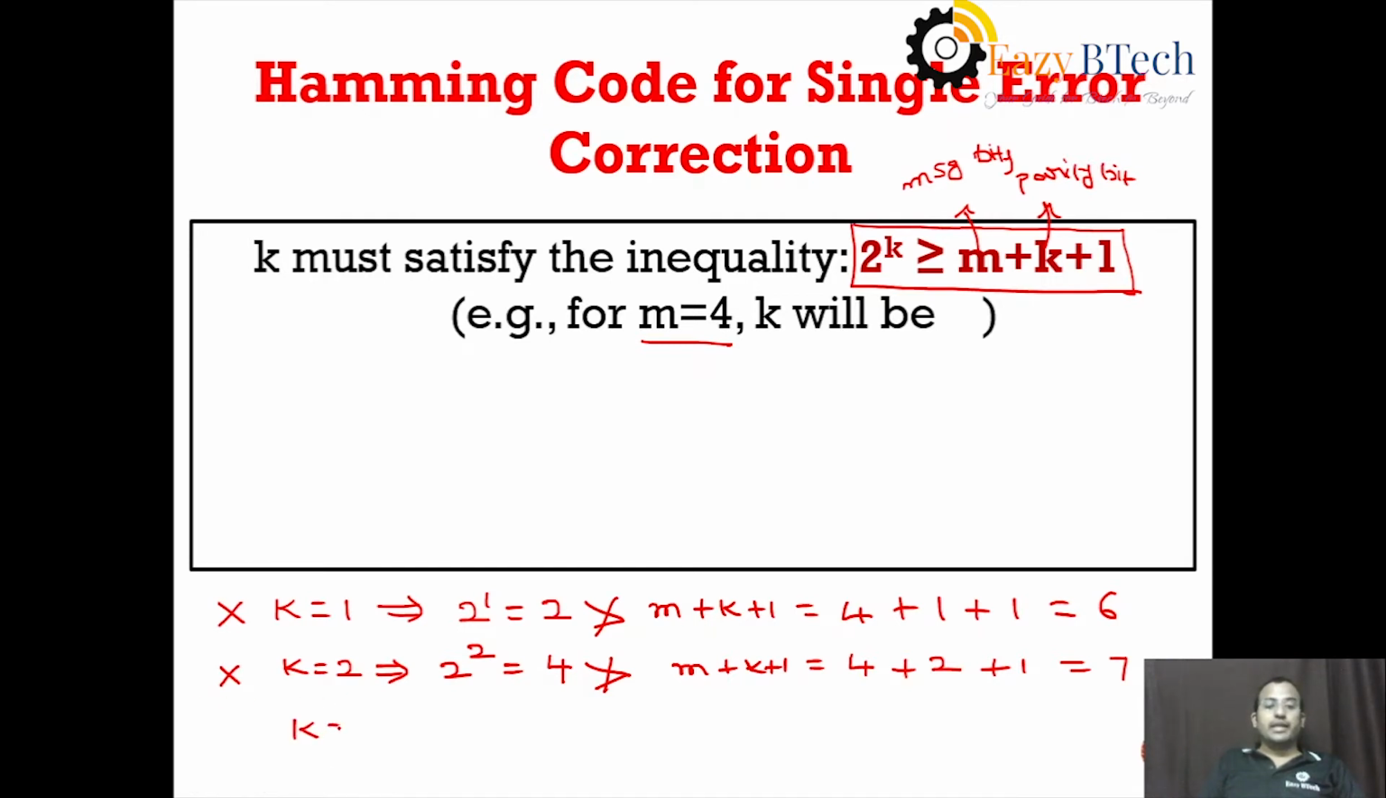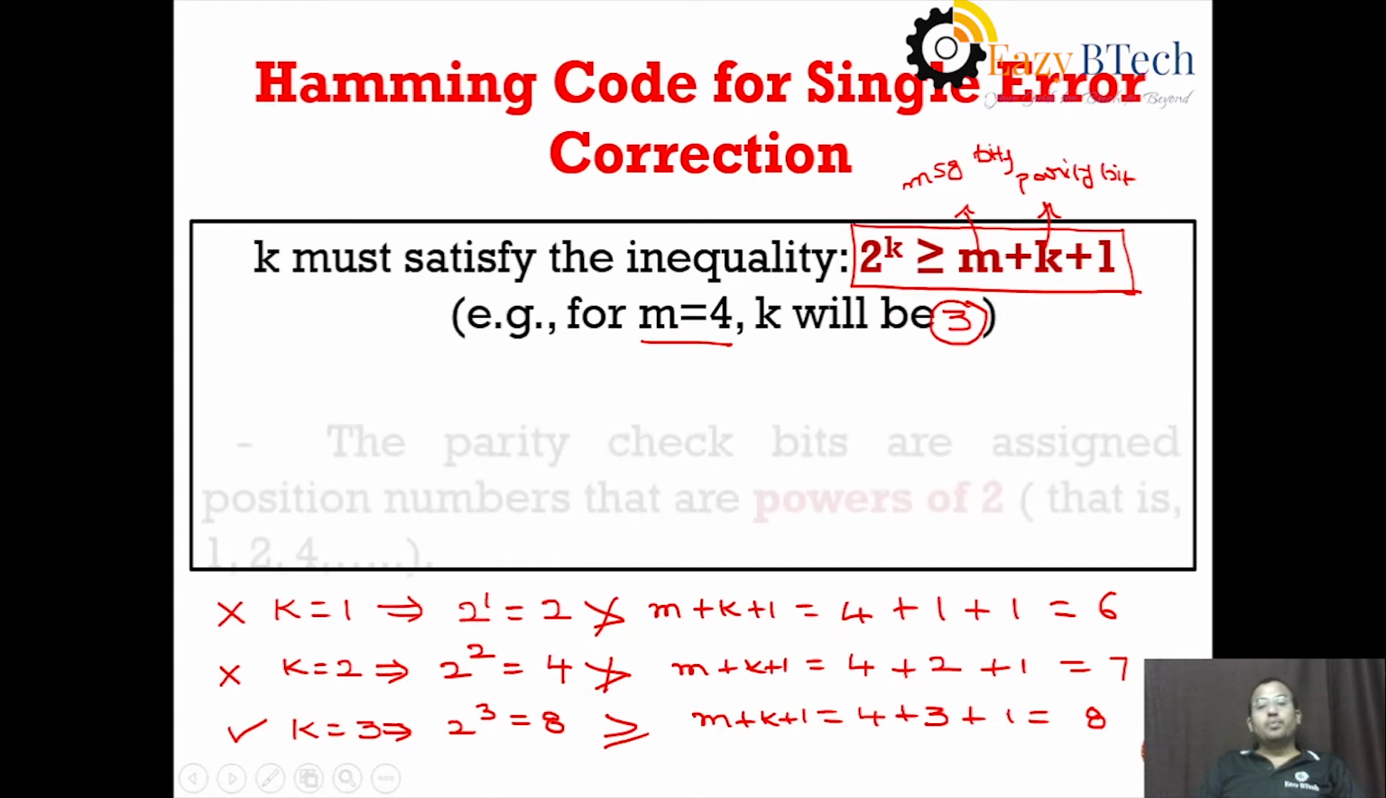If we take k equal to 3, then 2 power 3 is equal to 8. What about m plus k plus 1? It is 4 plus 3 plus 1, which is 8. So 8 is greater than or equal to 8, and this satisfies the relation. So for m equal to 4, the number of parity bits we have to take is 3. How many parity bits we have to take is governed by this equation: 2 power k should be greater than or equal to m plus k plus 1.